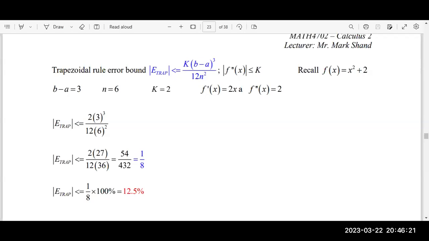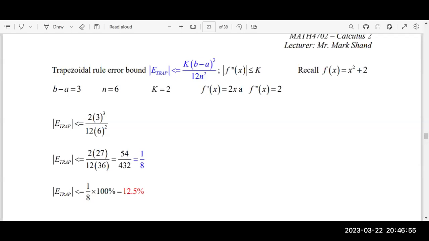Okay, so now we have the value of k, we know what b minus a is, and we already know what n is. So we're substituting. The error is going to be 2, because that's the value of K. B minus A is 3, so it's going to be 3 cubed. We know 12 is a constant, so we write it back. And we have 6 trapezoids, so it's going to be 6 squared. 3 cubed is 27, so it's 2 times 27, which gives me 54. And 6 squared is 36, and 36 multiplied by 12 is 432.